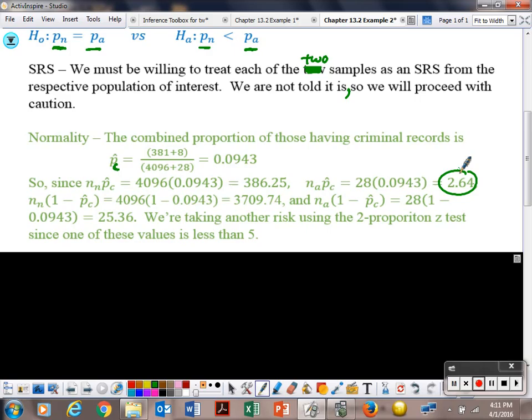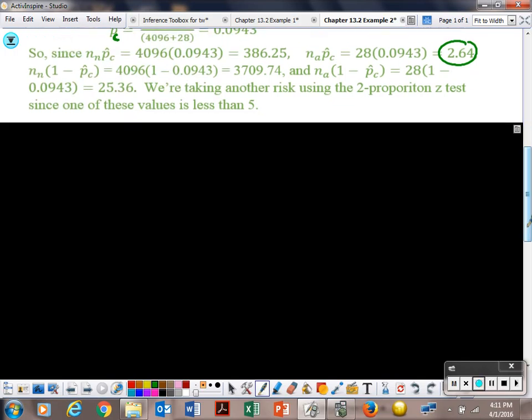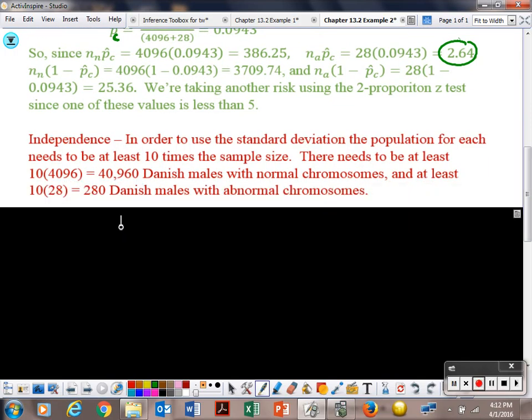Again, don't forget, at any time you can pause this to look at it a little bit more carefully if I'm going too fast. So we're taking another risk using the two proportion z-test, since one of these values is less than 5. So the SRS and the normality don't quite live up to what we need them to live up to. All right, independence. In order to use the standard deviation, the population of each needs to be at least 10 times the sample size. There needs to be at least 10 times, or 40,960 Danish males with normal chromosomes, and at least 280 Danish males with abnormal chromosomes.